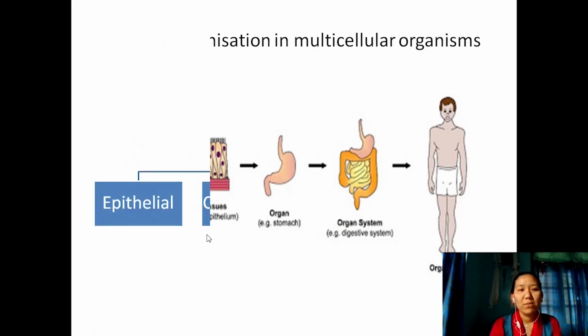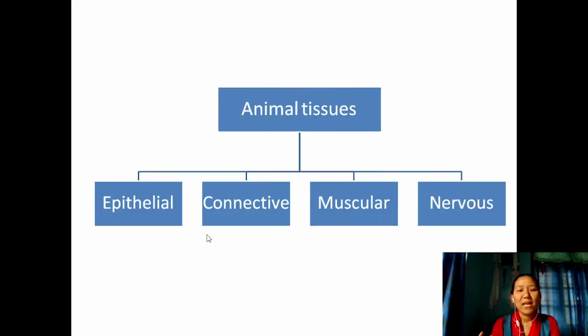Animal tissue consists of a number of animal cells which work together to perform a common function. A number of cells working together to perform a common function constitutes a tissue. The animal tissues are broadly classified into 4 categories: epithelial tissue, connective tissue, muscular tissue, and nervous tissue.